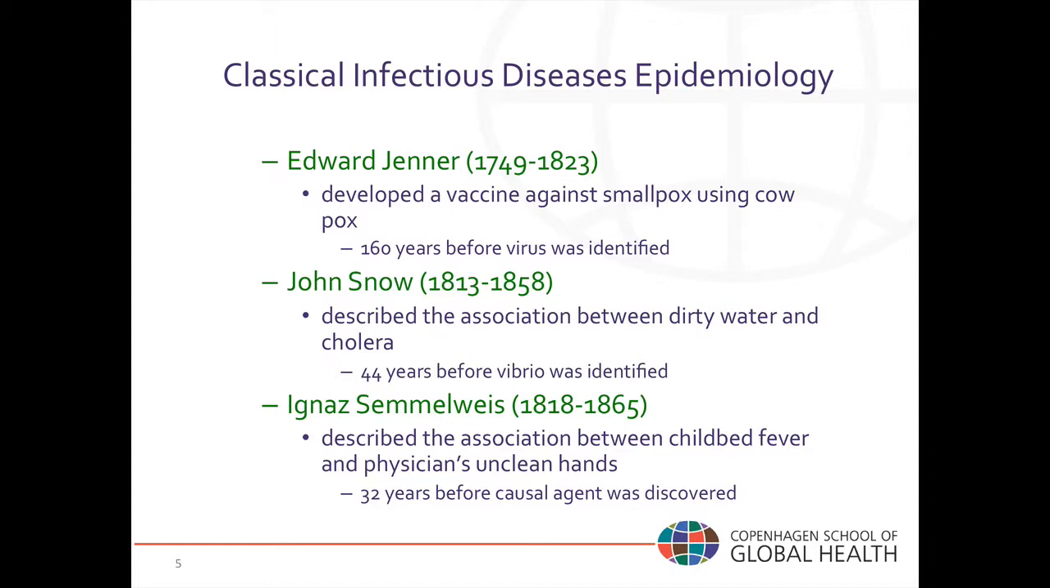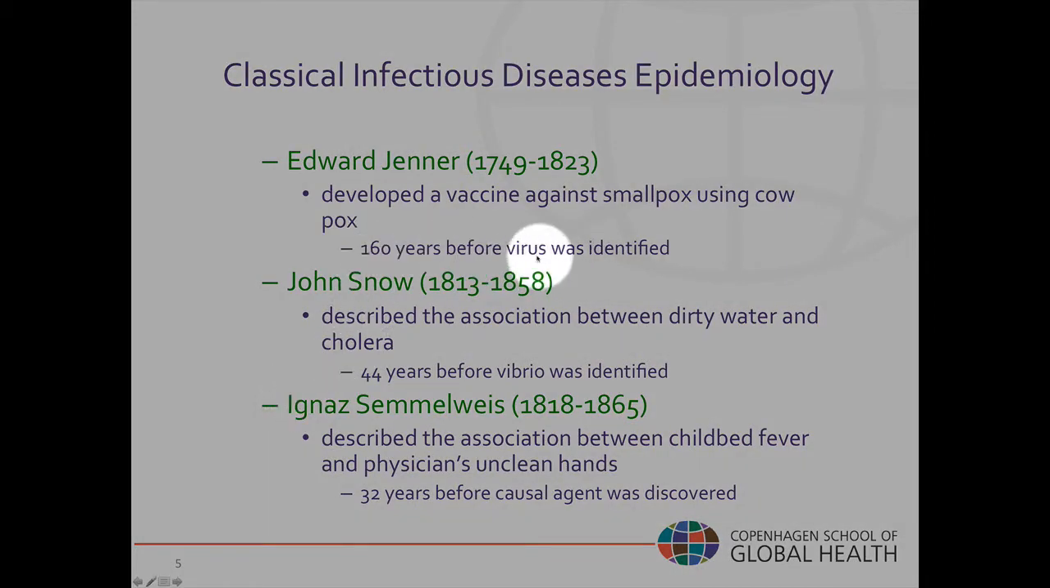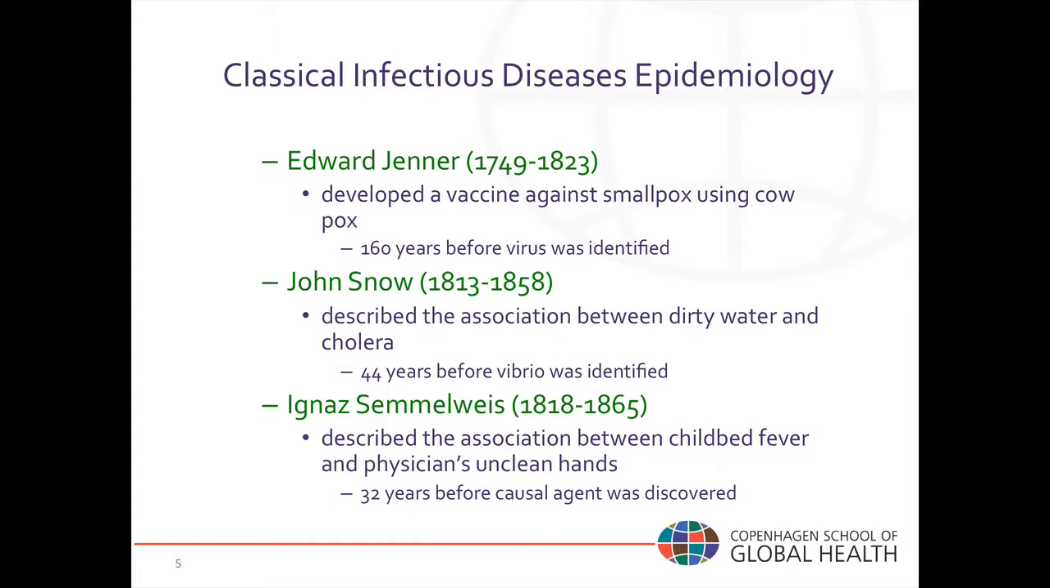The reason why I'm pointing out that the research was done before actually the causal agent was defined in all 3 cases is to think about that in chronic disease epidemiology, in NCD epidemiology, we very much focus on trying to identify the causes, but should take a lead from this historical events that actually, without knowing the exact cause, we still can proceed to some action.